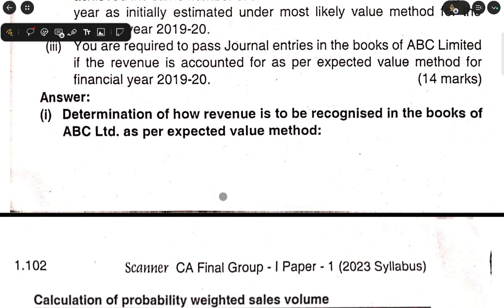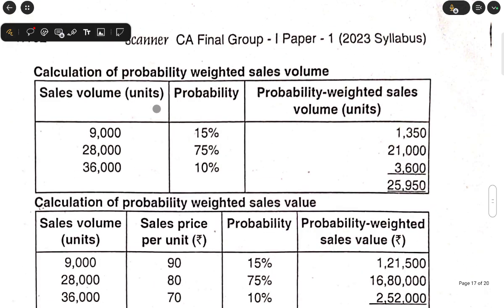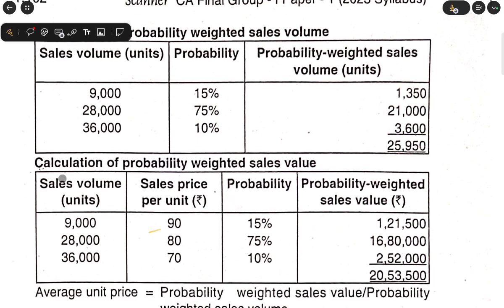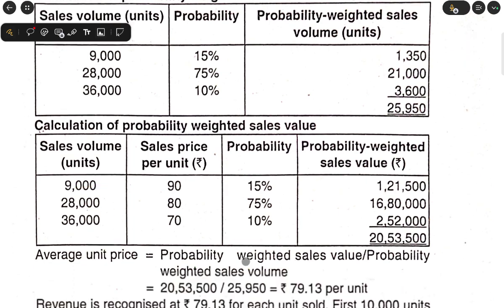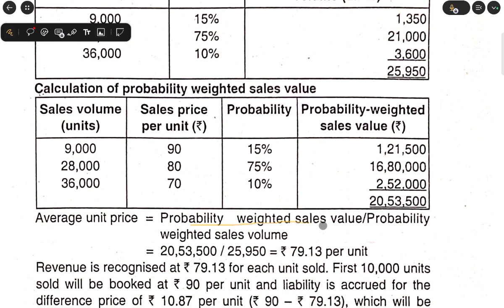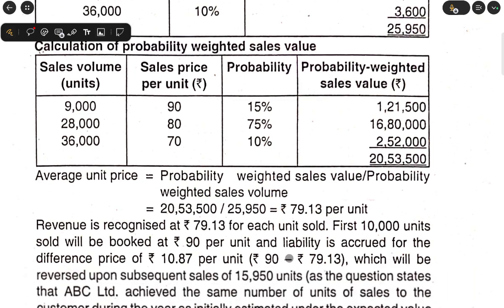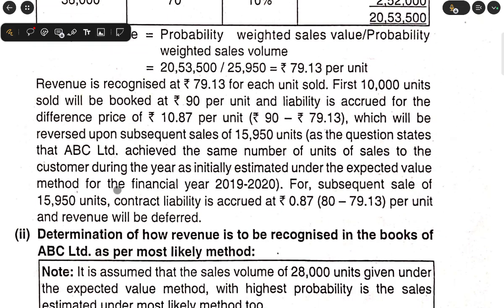Determination of value based on recognition in the books of account of ABC Limited as per the expected value method. Sale volume into probability, unit into sale price and probability. The probability-weighted sales value gives 79.13 per unit that can be sold. Revenue is recognized at 79.13 per unit sold.